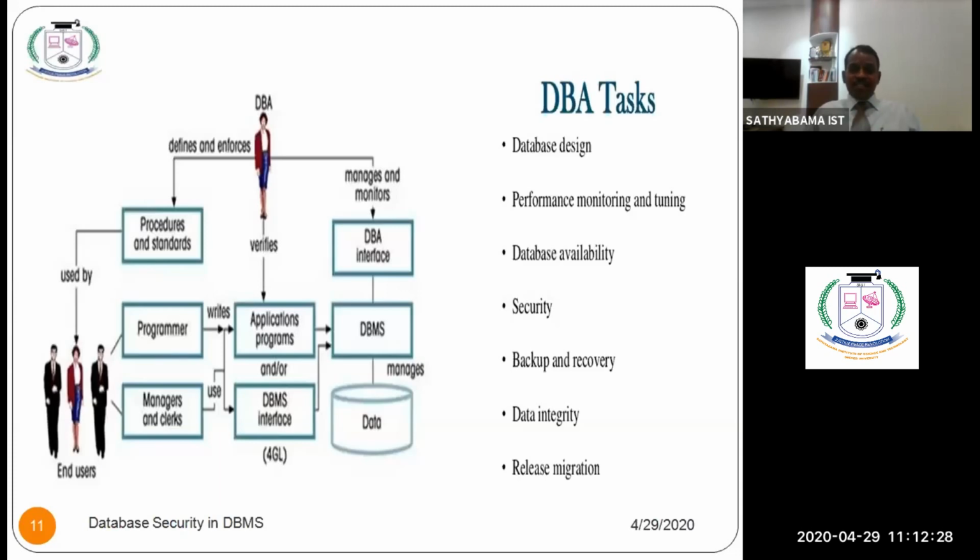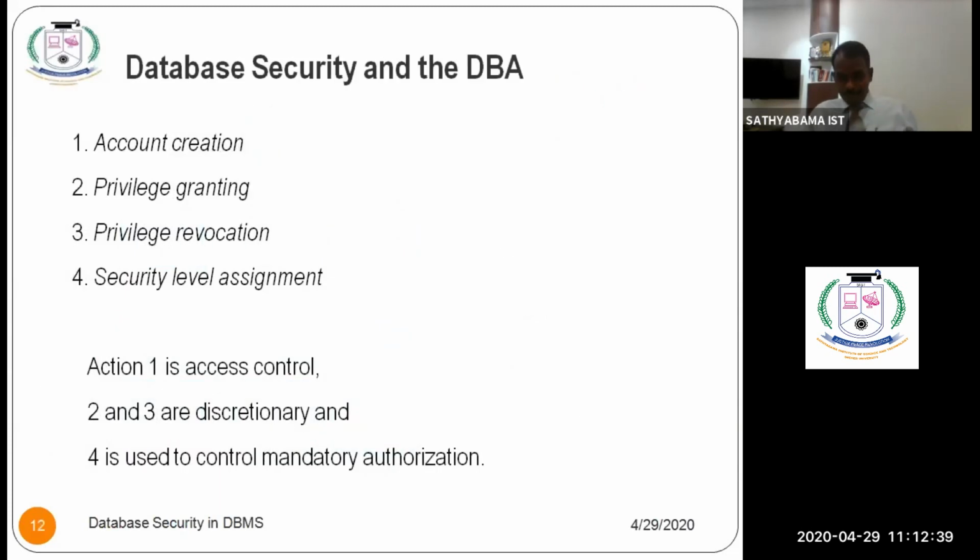Of all these tasks, we are only taking into account our part about security. In terms of security, first we provide authorizations. In terms of authorizations, very important, if you are using the database, you have to create an account. Once you create the account, based on that account and the responsibilities, you can provide some privileges, either granting privileges or revoking privileges, and security level assignment. All these are decided only by the DBA.